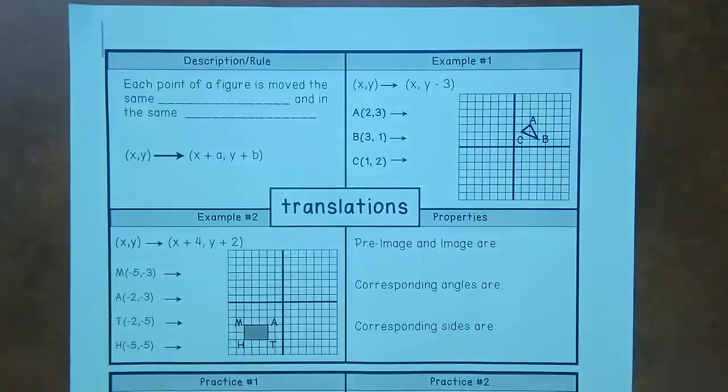Taking a look at our first transformation, we're going to be taking a look at translations. So we're going to be filling in these notes in the top, in these first 4 boxes, and then I'm going to try some practice problems on your own. Let's take a look at the description of the rule.